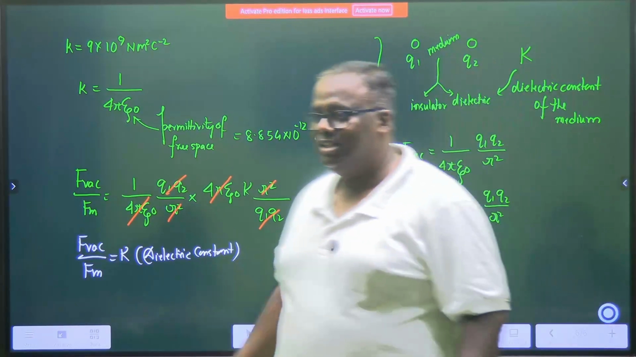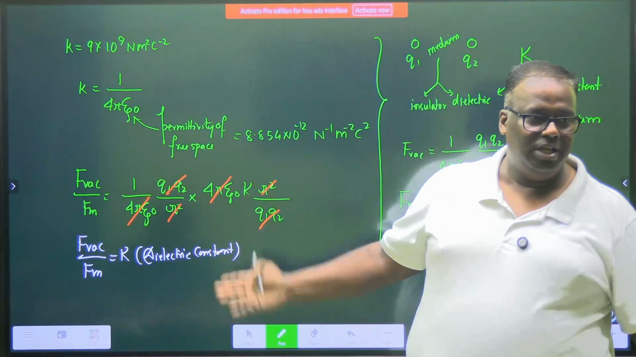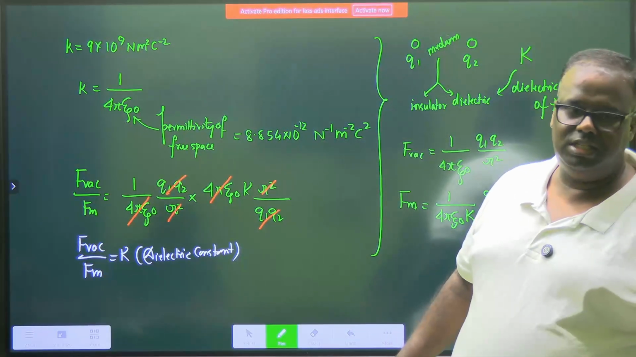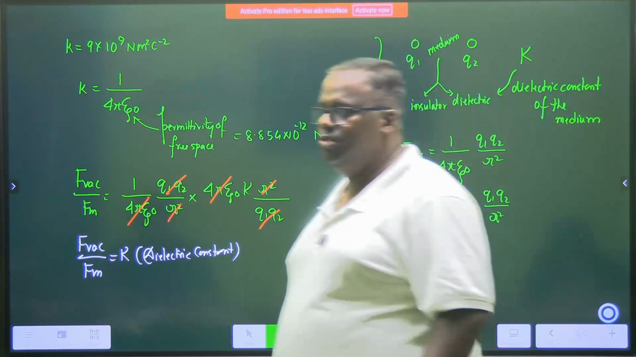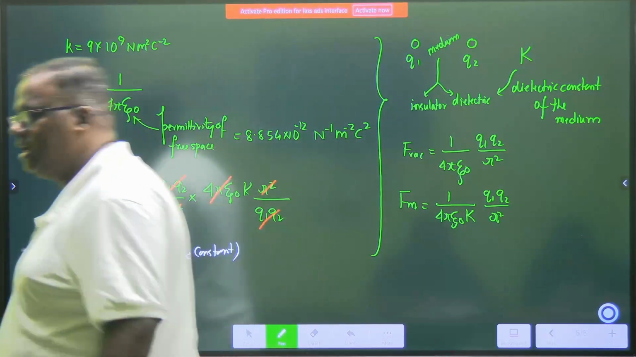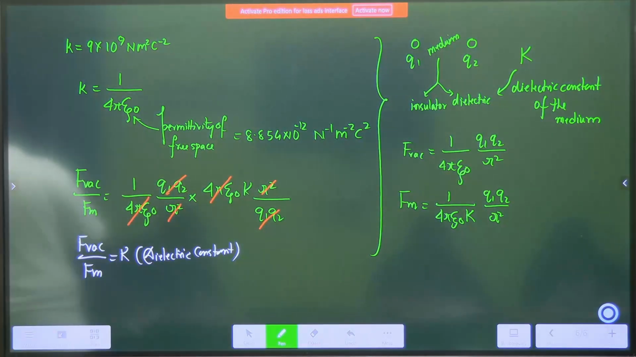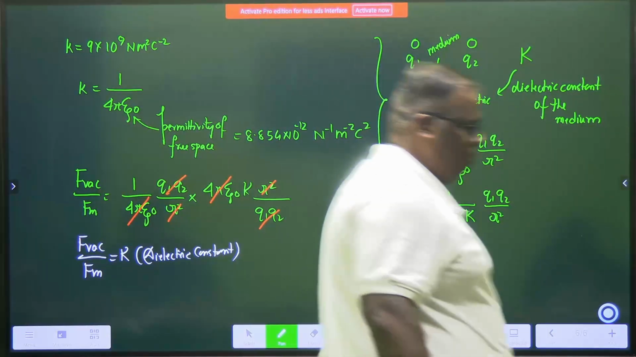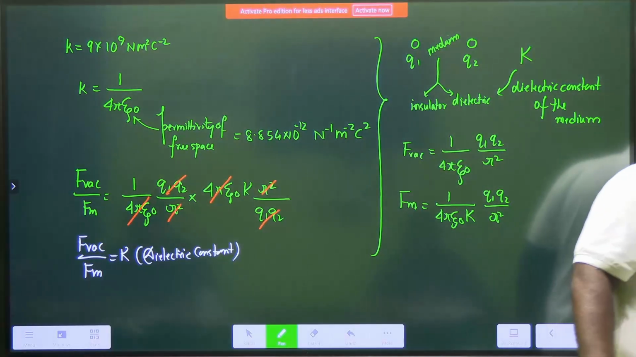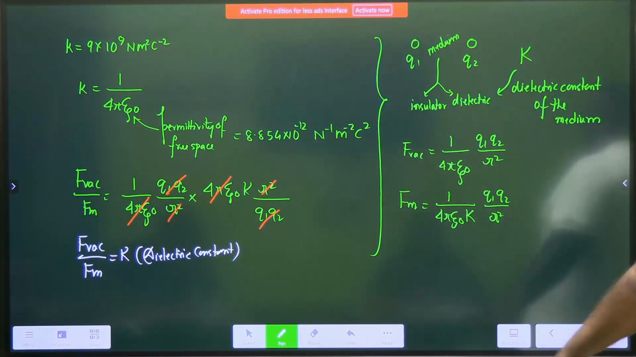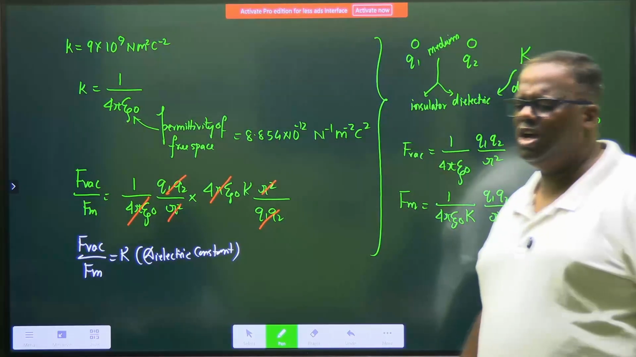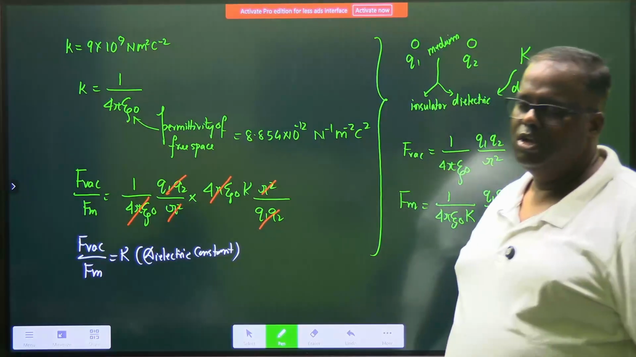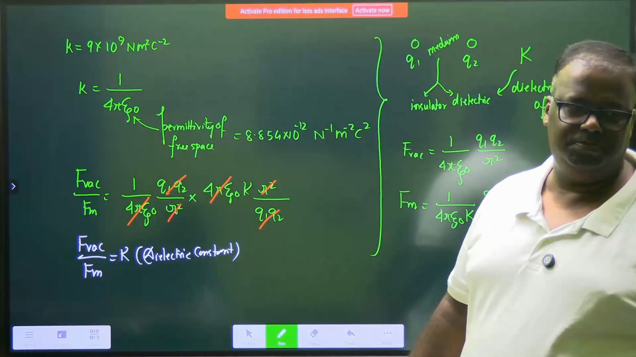The dielectric constant of a medium is the ratio of electrostatic force between two charged entities when placed in vacuum to when placed in the medium with the same distance of separation between them. I think that's the better one. It's perfect. The dielectric constant of a medium is defined as the ratio of electrostatic force between two charged entities when placed in vacuum or free space to when placed in a medium with the same distance of separation between them.